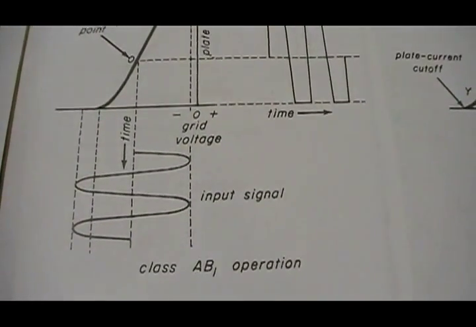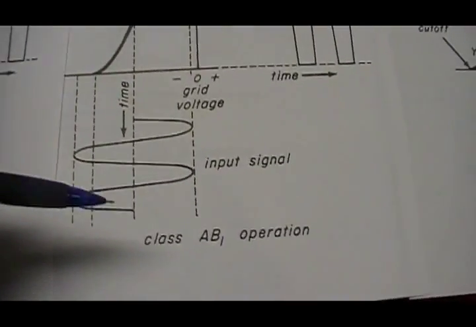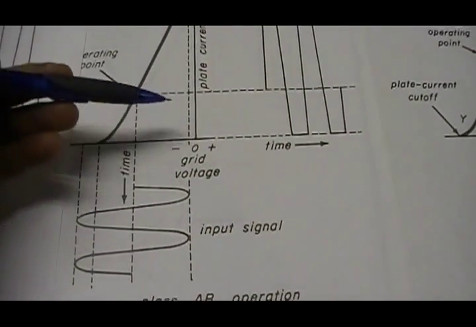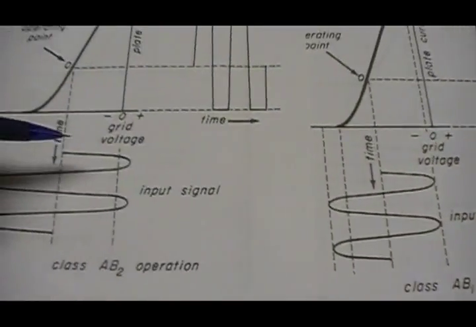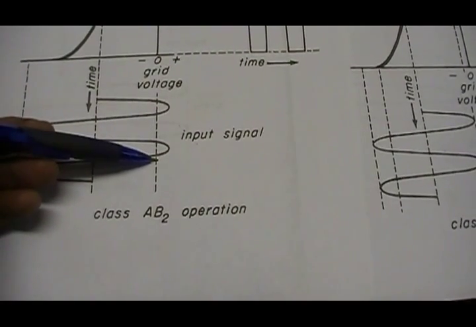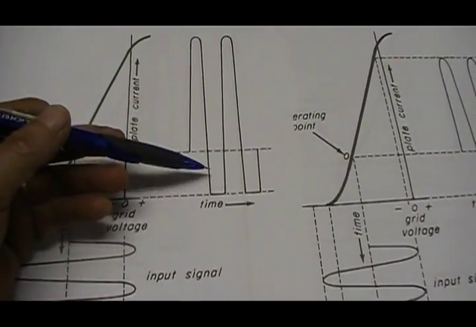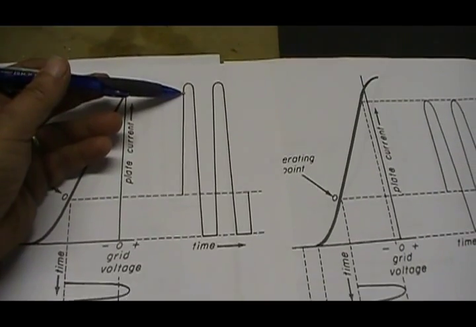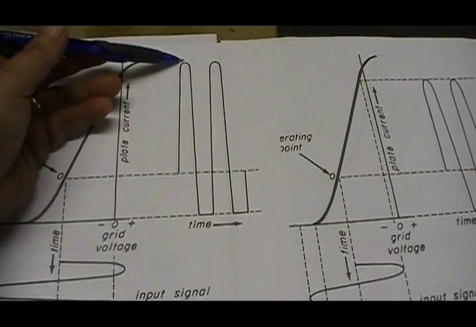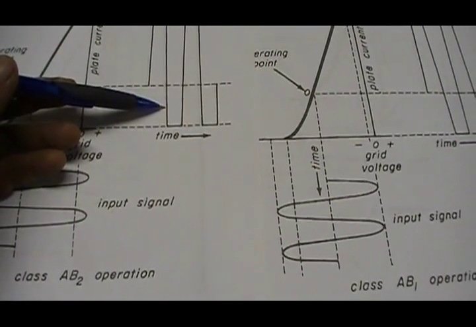Now, there's Class AB2, and the big difference between the two is that in Class AB1, the grid will never go positive. It stays on the negative side. In Class AB2 operation, we're allowed to take our input signal and move the grid positive, which allows a much higher output in the positive going signal. It goes clear up to almost the saturation point. Again, the negative half will stay about the same.